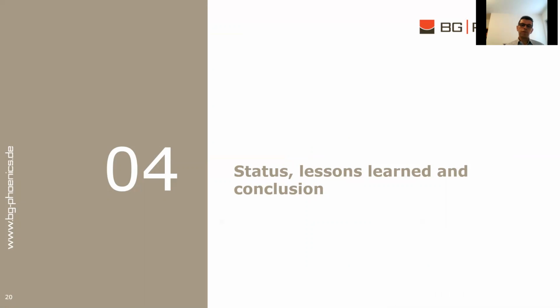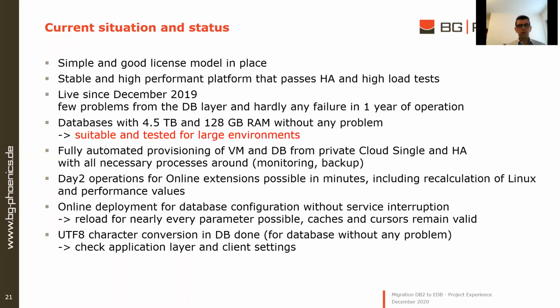Last section, chapter 4, the status, the lessons learned, and the conclusion of the project. The current situation: we have 40 services migrated and delivered in time. We had one problem that was really essential and hard to solve. It was the XFS corruption bug, dependent on the Red Hat version and database version in the migration phase, shortly before cutover and during the load phase of the content manager databases.